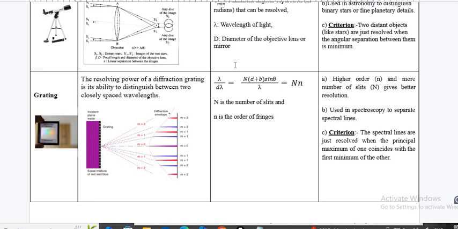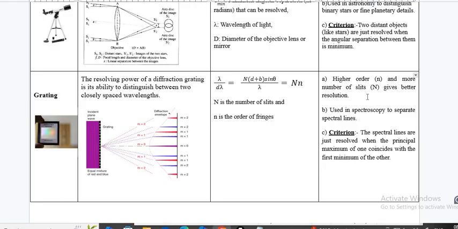The mathematical relation you must follow is lambda divided by d lambda. One wavelength can be considered as lambda, and the next one as lambda plus d lambda. These values are very close. This d lambda is very, very small. So to distinguish this, lambda divided by d lambda must be equal to n into small n, where capital N is the number of slits in the diffraction grating, and small n is the order of the fringe. So if this condition is satisfied, one will be able to resolve the lines.